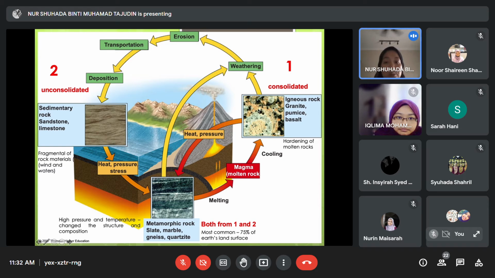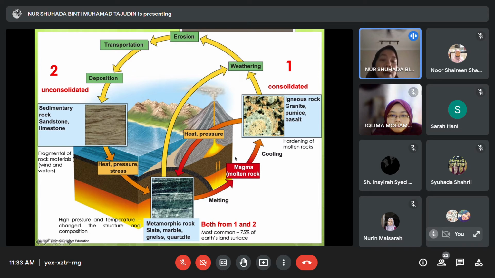So this one is consolidated. Then the consolidated igneous rock undergoes a weathering process. Okay, so weathering process, erosion, transportation and deposition, it forms what we call an unconsolidated rock. Okay, so this unconsolidated rock ni dia macam lebih tak keras. Okay, it might be tanah yang you nampak sekarang, ataupun it might be macam limestone. Okay, batuan limestone tu dia dah tak keras. You boleh like easily break it up.